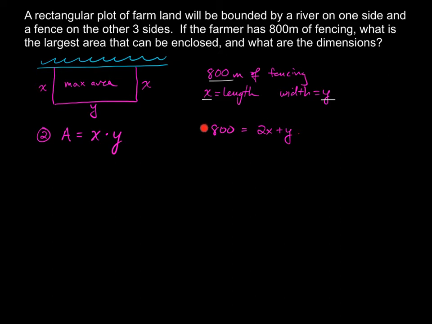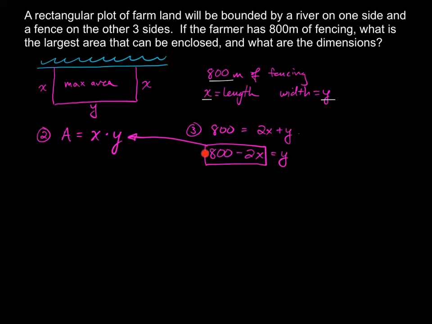Now, this is a second equation, a secondary equation, so I'm going to call this 3. And let's see what happens here. You can solve this for either x or for y. It doesn't matter to me. I'm going to solve for y just because that seems like an easier route to go. So this will end up being 800 minus 2x equals y. And you do that so that we can substitute this in for y.